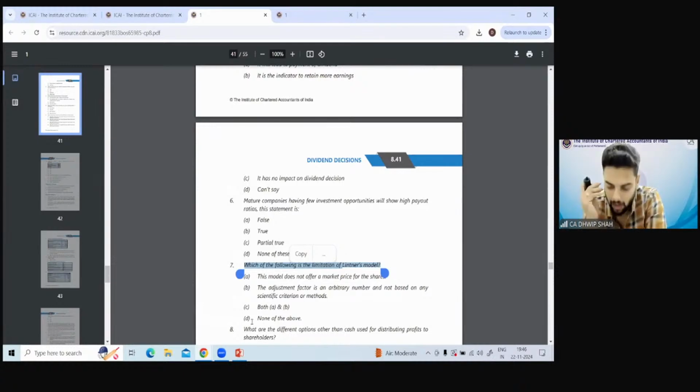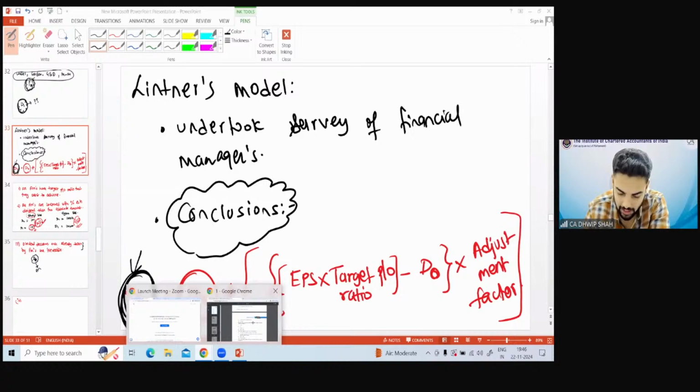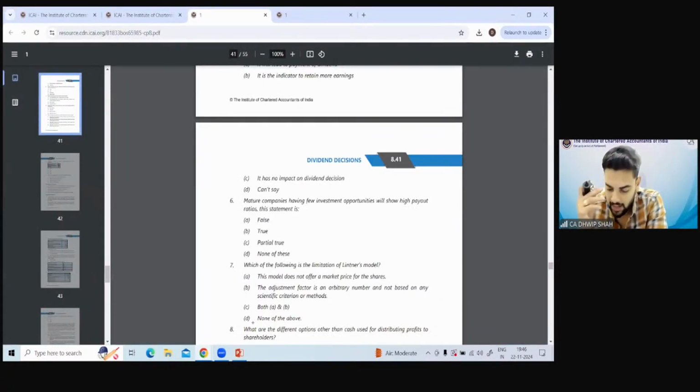Which of the following is the limitation of Lintner's model? First, the model does not offer a calculation on market price of the share. As I told you, Lintner model offers calculation on the expected dividend and not the price. So correct, that is one of the limitation. Second, adjustment factor is an arbitrary, is an imaginary number and not based on any research or any logic. So answer is C. Both A and B are the limitations. That adjustment factor is just an imaginary number.